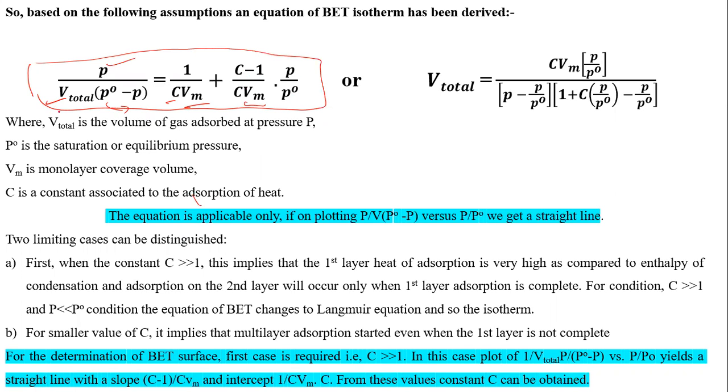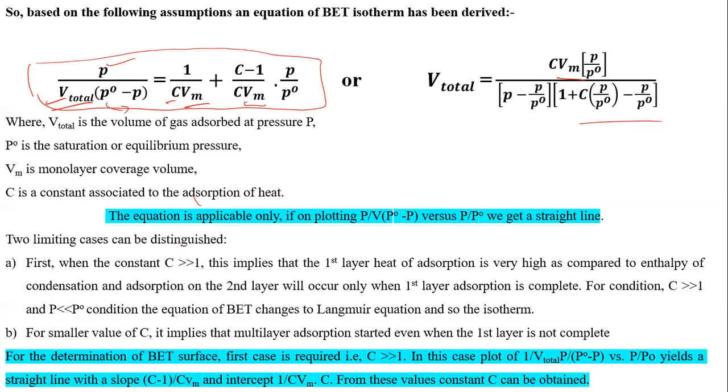So from this equation, we can calculate V total by remodifying this equation, that is C Vm P upon P naught divided by P minus P upon P naught into 1 plus C P by P naught minus P by P naught. So this is the equation of our BET. And by knowing all these values, we can easily calculate the total volume covered, monolayer volume. And if you calculate the monolayer volume, from this monolayer volume, you can easily calculate the specific area and BET area.